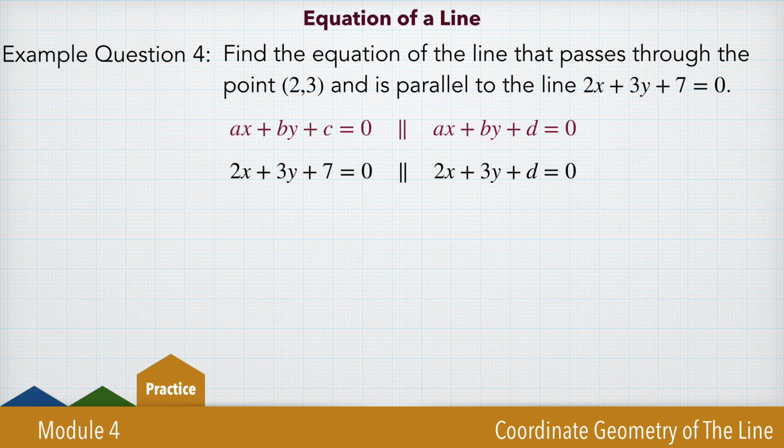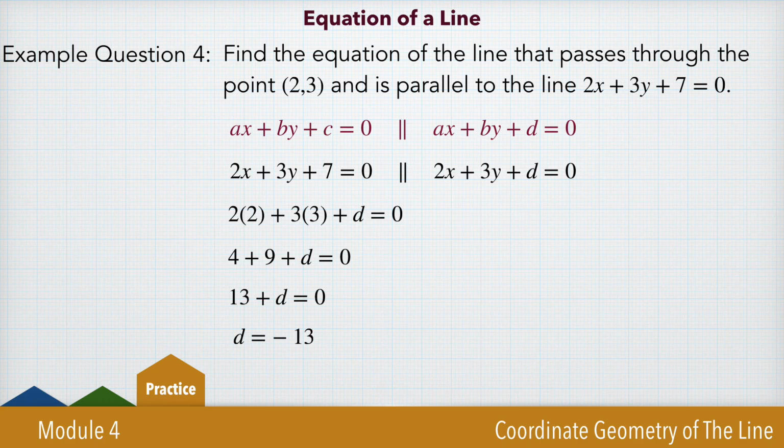We are told that the point 2, 3 lies on the required line, so we can substitute the point directly into the equation. 2x plus 3y plus d equals 0. Simplifying allows us to find the value of the constant term. This gives us our required equation of 2x plus 3y minus 13 equals 0.